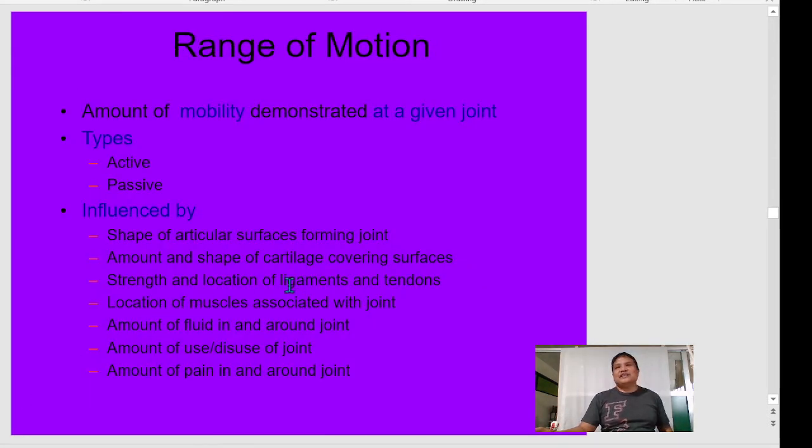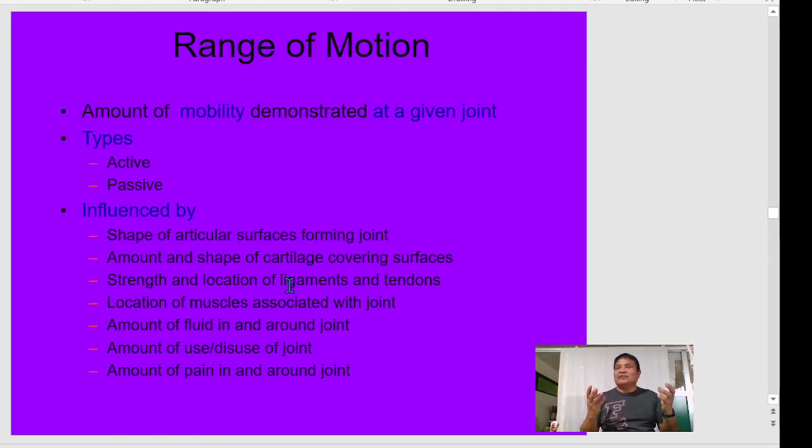So you have the range of motion. The range of motion is the amount of mobility demonstrated at a given joint. So there are two types of range of motion, active and passive. Okay, this range of motion is influenced by the shape of the joint, so both ends of the bones that meet.